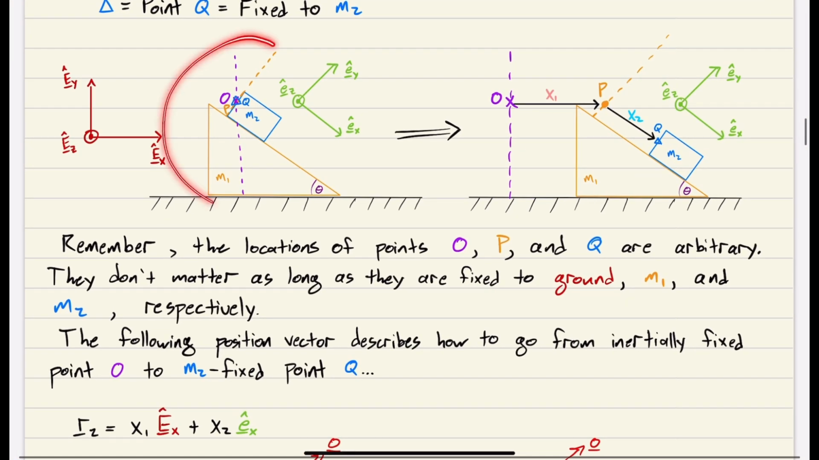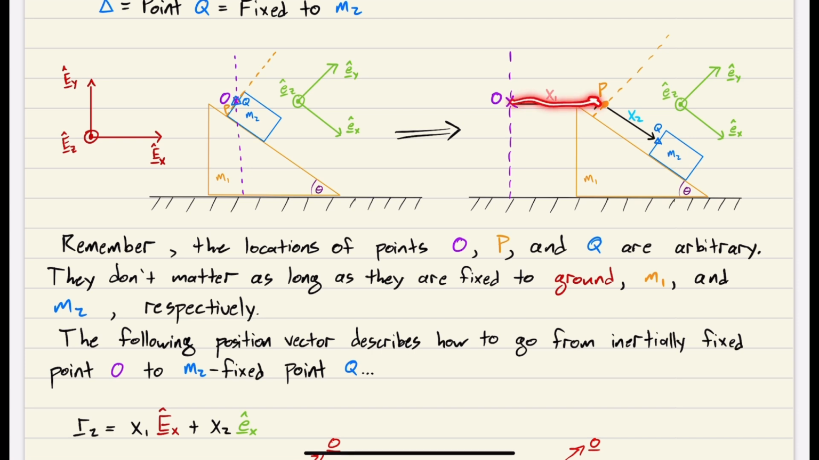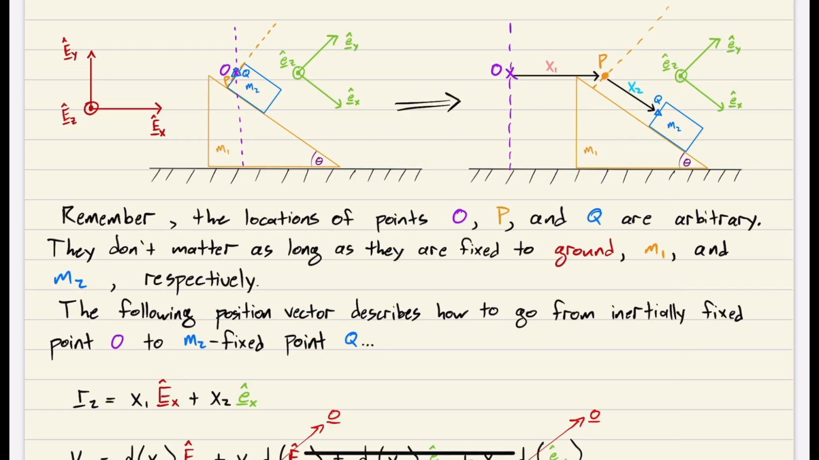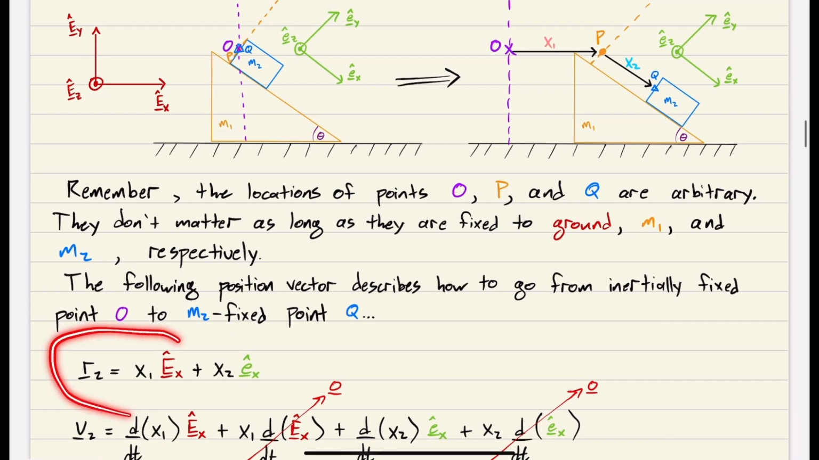And so, this was our T0 picture, and after some time, the wedge is going to move some distance horizontally, and then M2 is going to move some distance up or down the wedge. I still define the distance from O to P as x1. That hasn't changed. But now I've defined this distance x2 from P to Q. And so our position vector that defines point Q, which is body 2, is the sum of the vectors that take us from O to P plus the vector that takes us from P to Q. And so what that looks like is right here.